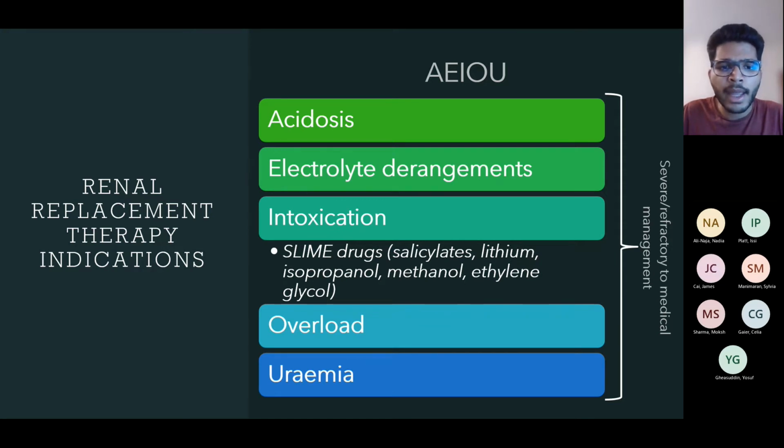These are good things to remember: AEIOU and slime. Fluid overload, that's refractory to diuresis or medical management, and uremia. So things like encephalopathy, confusion, itchiness, pericarditis, which you get in uremia, that would be an indication for renal replacement. So that's kind of my overview of acute kidney injury.